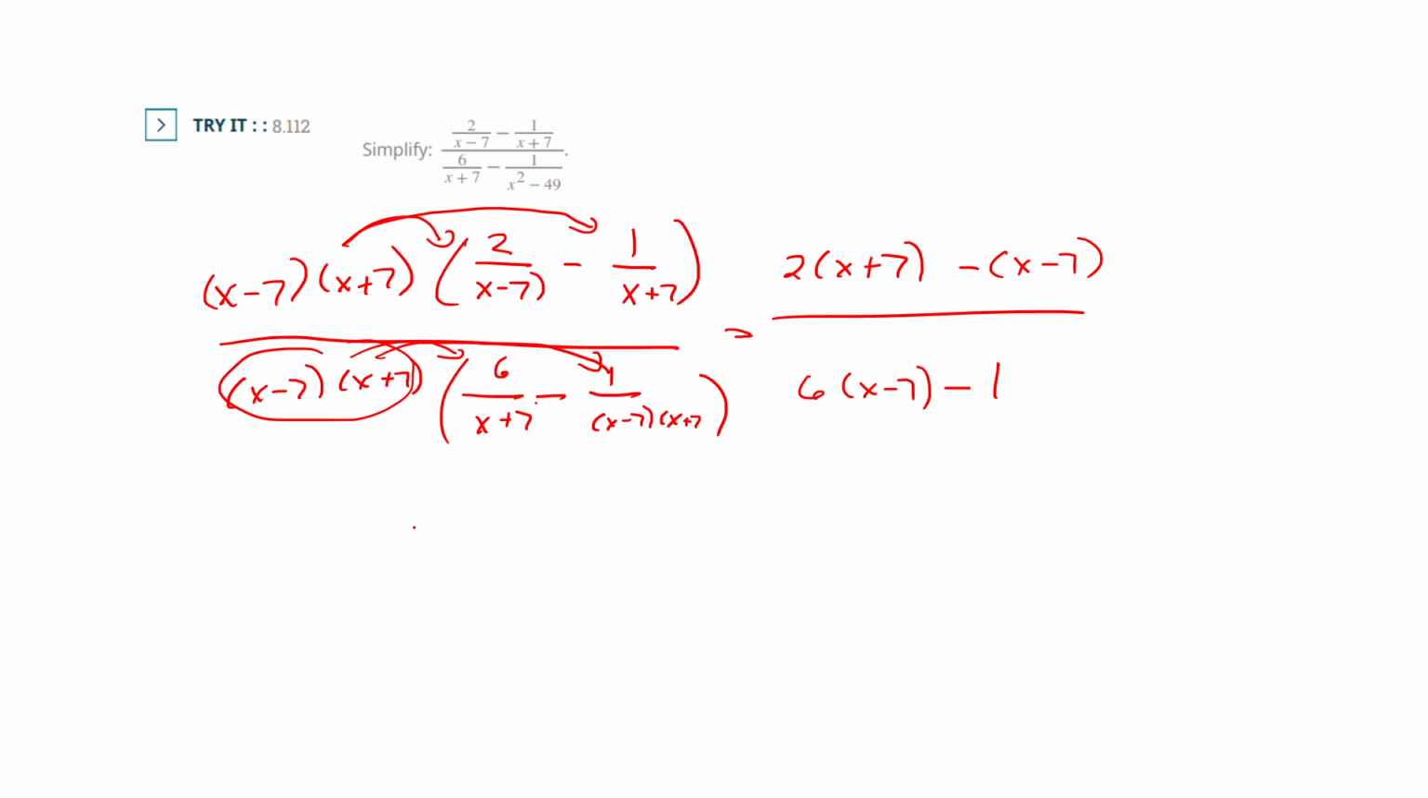Okay, now just cleaning up. So I've got 2x plus 14, just cleaning that up. Now I'll send the minus to everybody. So minus x plus 7. I sent that minus to him and to him. Okay, now on the bottom I've got 6x minus 42 minus 1. Now let's clean up the top. I'm just combining like terms.